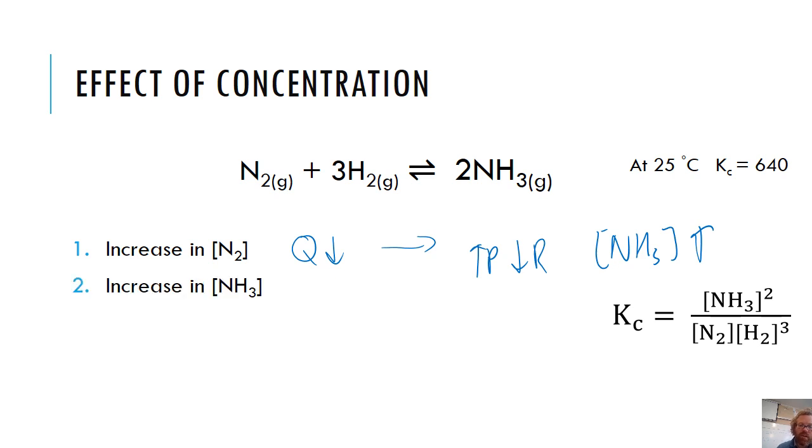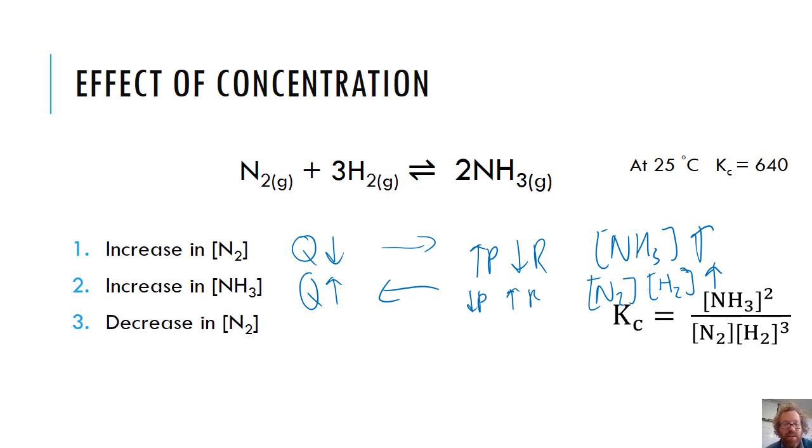If we increase ammonia, well, that would make Q too big. So the reaction would have to favour going in reverse, to the left, so that we can decrease the products and increase the reactants. So in this case, the concentrations of nitrogen and hydrogen would both increase in value.